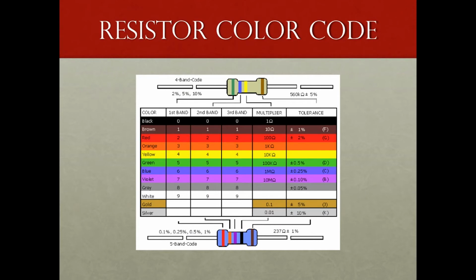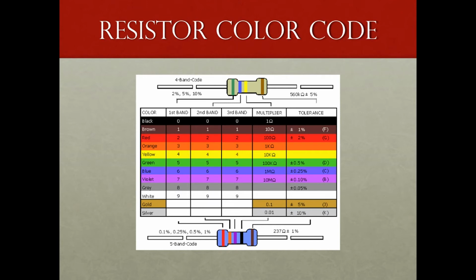Now, resistor color code. The most common type of resistors that you're going to be working with are these carbon ones. They're inexpensive and they're used a lot, especially by hobbyists. And you'll find that this is what you're going to be using, whether you're building something on a breadboard or building a radio. This is what you're going to find.